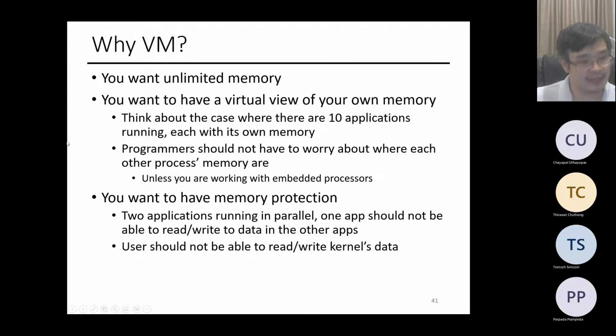You also want to have memory protection. It means that let's say I have two applications running, right? And let's say they run in parallel. One application in CPU 1, the other application in CPU 2. One app should not be able to read or write data into the other app's memory, right? User code should also not be able to read or write the kernel's data, right? You need memory protection. You need a way to ensure that your program is safe.